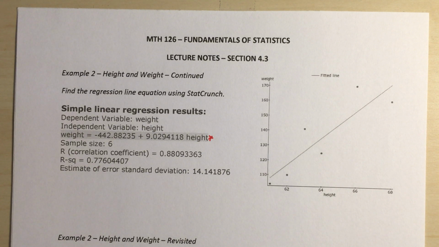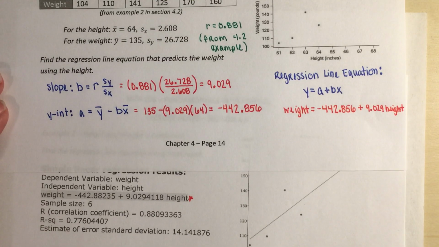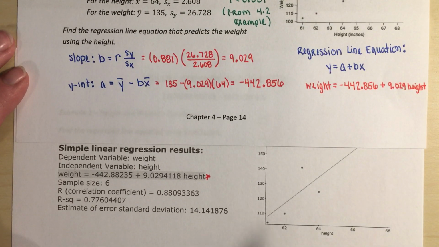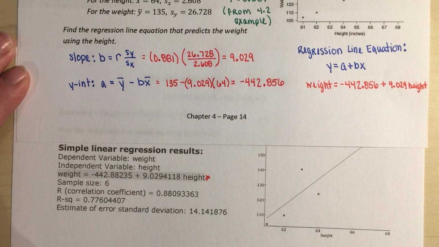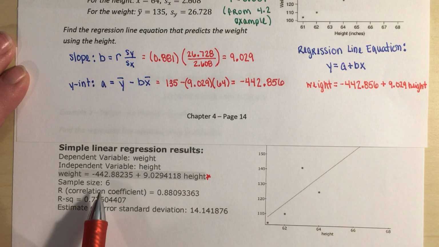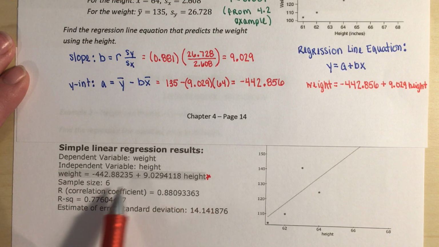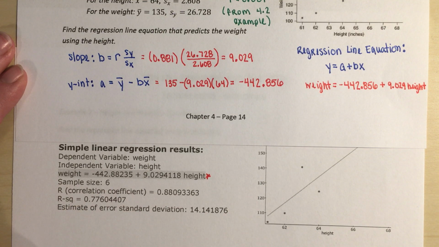But if we compare that to what we have here, we see that our regression line equation of negative 442.856, excuse me, plus 9.029 times our height is pretty close to what we get here. Again, our y-intercept is slightly different just because of the fact that we did this calculation by hand instead of using the computer. But as you're working through the problems, remember that you can use StatCrunch to do these. StatCrunch is your friend. It's going to give you nice exact values.